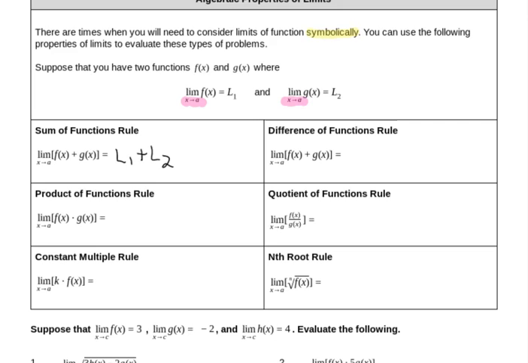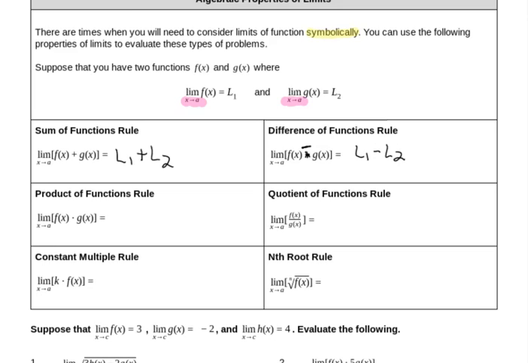Difference of functions rule. So actually this should be a minus sign. Please change that in your notes for me. Difference means subtraction. But what this one says is if we subtract the functions and find the limit as x approaches a, that's the same as already taking the limits that we have and simply subtracting them. So we can just do L1 minus L2.